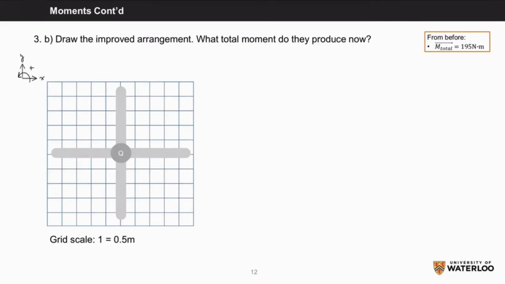Part B of question 3 asks us to draw the improved arrangement and wants us to calculate the total moment they now produce. I'll redraw the forces exerted by each person according to the adjustments I wrote in the last slide. So person A is now 2 meters from Q, person C is pushing in the counterclockwise direction, and person D is now 1.5 meters from Q.